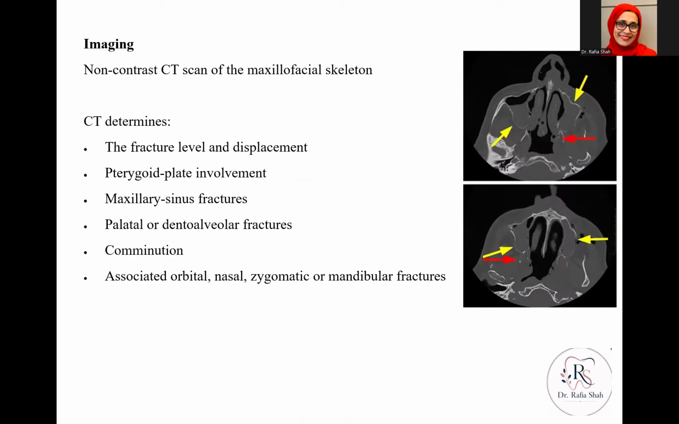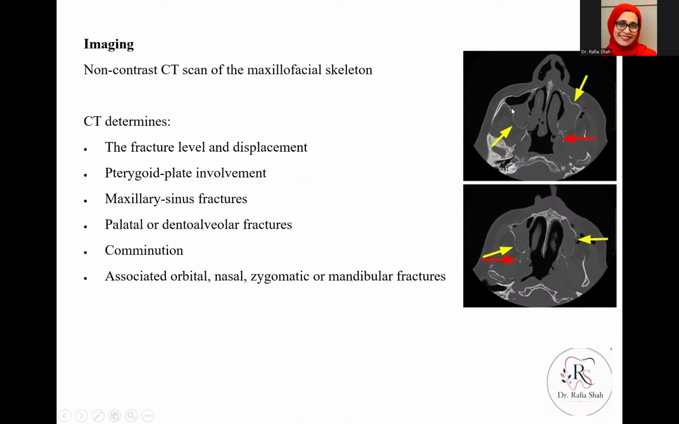So what investigation do we do? Definitely after detailed history, clinical evaluation, and intraoral and extraoral examination, we go for imaging, like I told you, CT scan. CT scan gives you a proper idea of the fracture line. Here are two different views of the CT scan, and the yellow line indicates that the fracture line is extending from here.